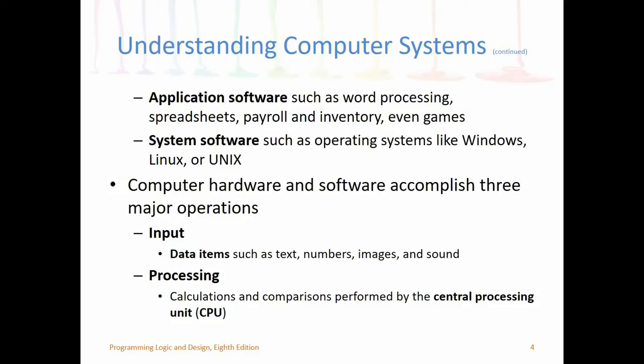In the software part, we have two main things as well: application software and system software, or operating system. Now, for operating systems, we have Windows, Linux, Unix, Mac, different types of systems. Also, we have programs, such as word processing, spreadsheet, payroll, inventory, games, Photoshop, PowerPoint, the one that we are using right this moment. It's an application.